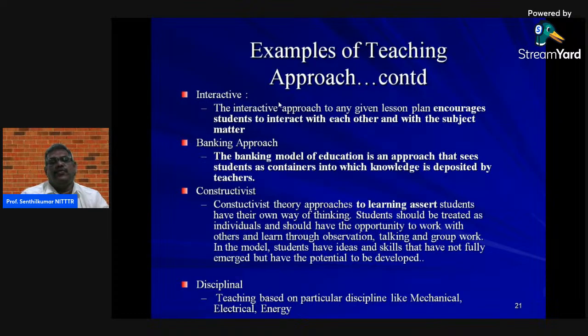Next: the interactive approach, the banking approach, constructivism, and disciplinary. An interactive approach to any given lesson plan encourages students to interact with each other and with the subject matter. Suppose I am a mechanical engineer and all my examples come from that field. Suppose I am teaching automobile vehicles and the types of vehicles, that is, the classification of vehicles by different factors.